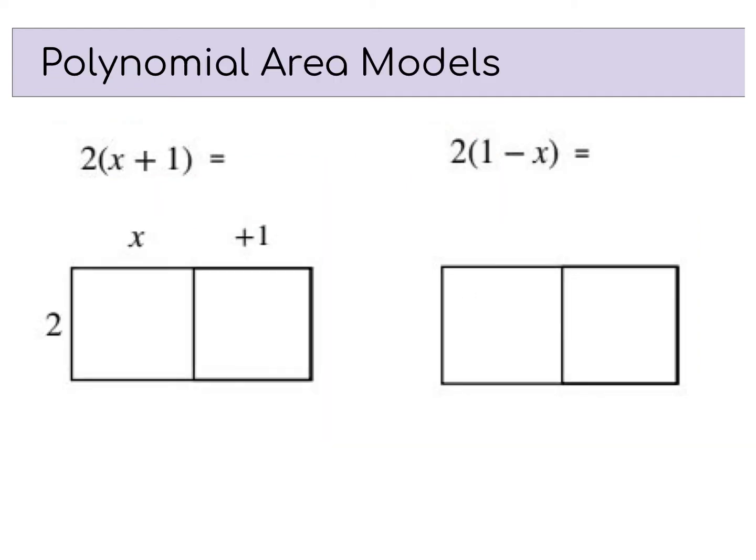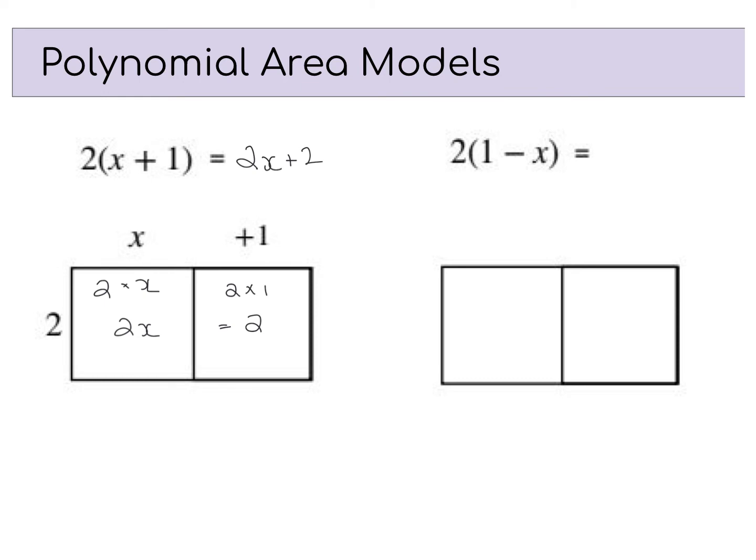Alright, let's test this out. So we have 2 multiplied by x plus 1. So again, we're just going to fill that in on our area model, and then we're going to multiply. 2 multiplied by x just gives us a 2x, and then a 2 multiplied by 1 gives us 2 for a final answer of 2x plus 2.